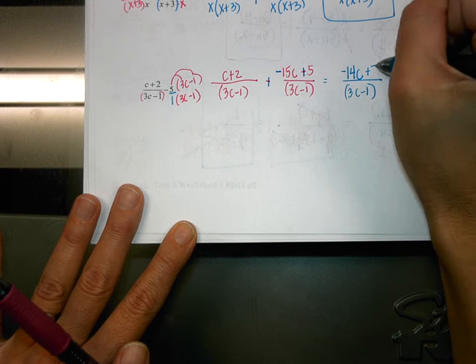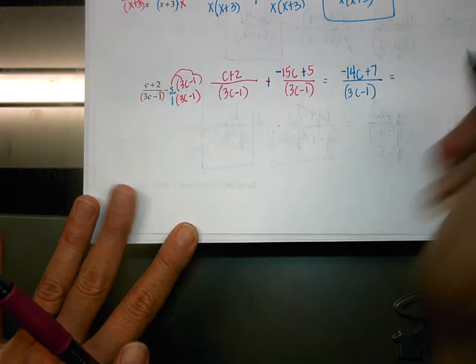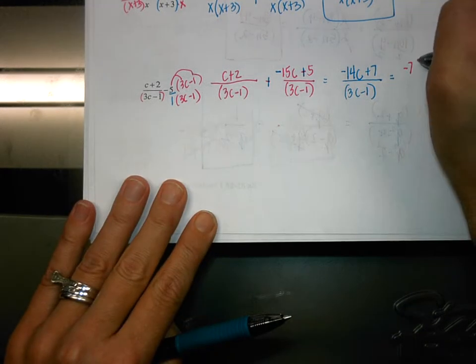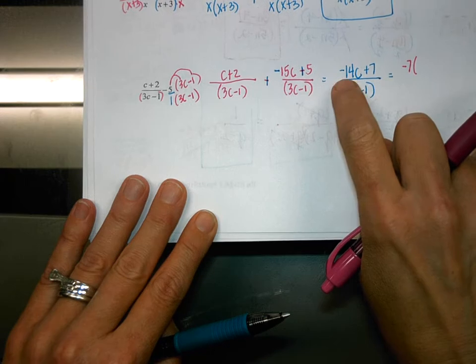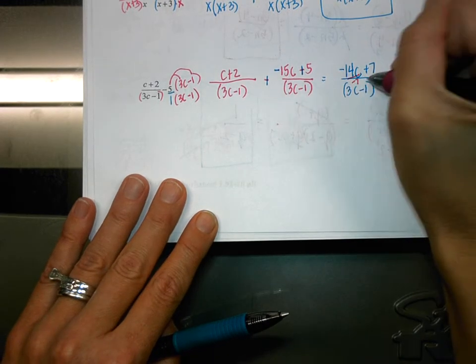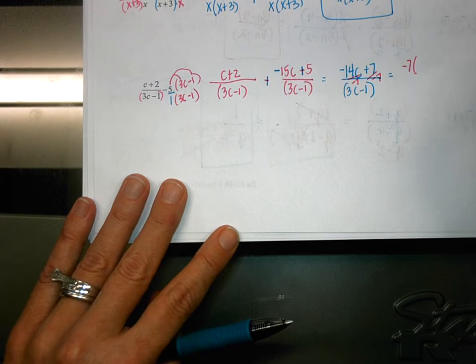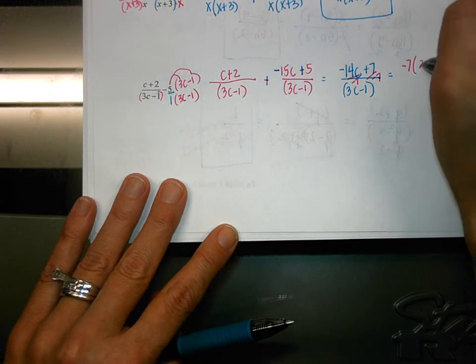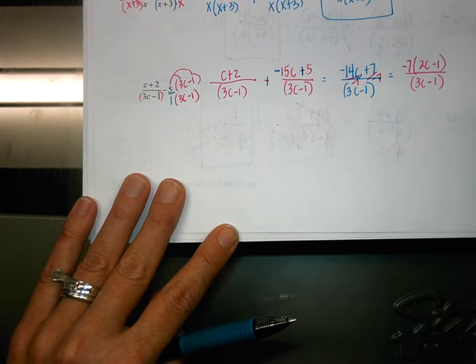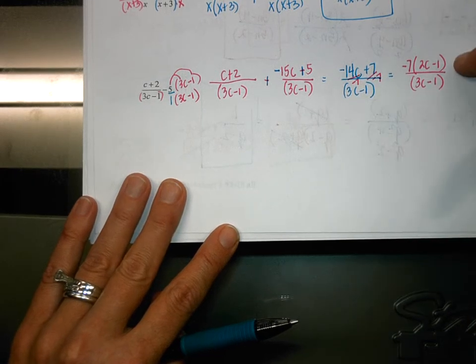Can I factor or do anything? What can I do? Take out a negative 7. And I would suggest always taking out a negative 7 when that first term is a negative. You want to take that negative out. So when I divide this by negative 7 and this by negative 7, what do I end up with? 2c minus 1. Okay. Can I reduce that? No. Why not? Because they're stuck together. They're stuck together and they are not exactly the same. They look a lot alike, but they're not the same. That's my answer.